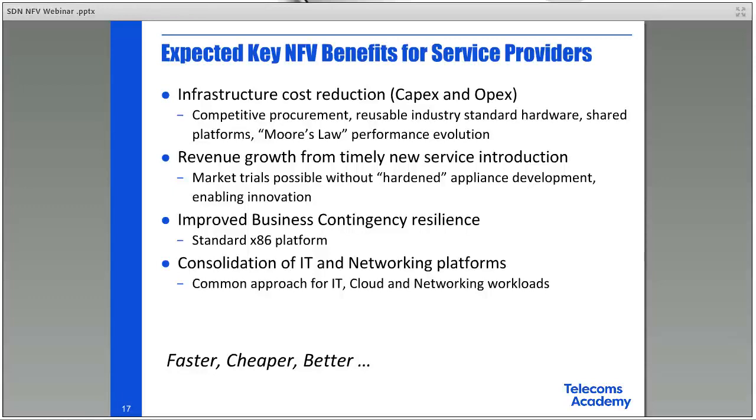Okay. The second point, revenue growth from timely new service introduction. The difference compared to the old way of working was that typically, if a telco said, right, I would like a box that does this, an equipment manufacturer would get that into their development plans. Eventually they'd go away and develop it, they'd harden it, they'd make it all beautiful, and then say, there you are, there's a box that does what you asked.